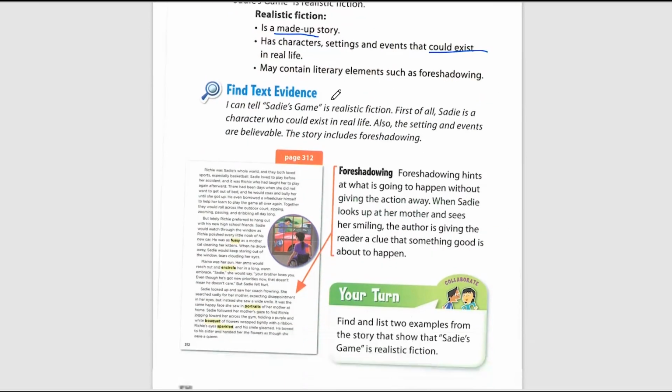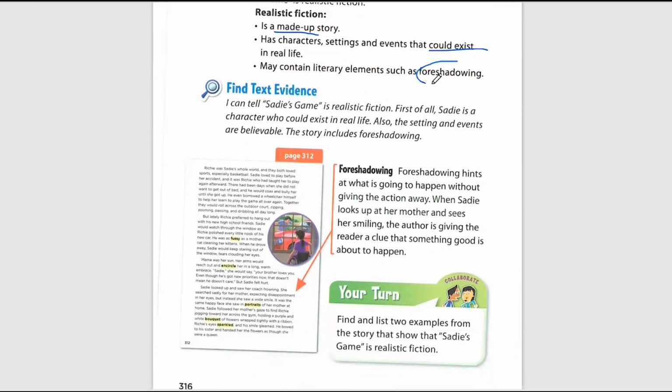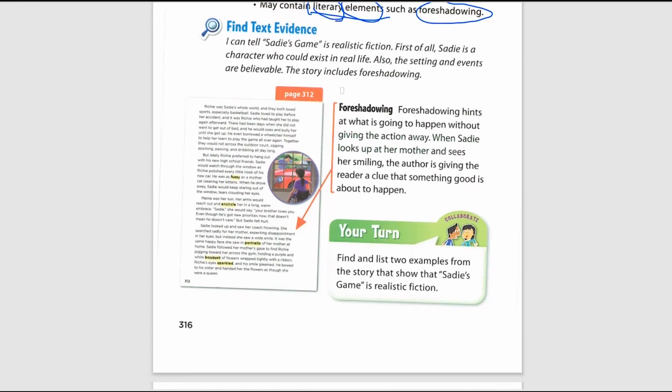May contain literary elements such as foreshadowing. We're going to look at this in a minute. Literary elements just means the parts of the story. Literary here means story, and then elements is the parts. So if we look a little bit more in depth at foreshadowing, it says foreshadowing hints at what is going to happen without giving the action away. So this is giving us a clue. A hint is a clue. Meaning, if we are paying attention, we can figure out by ourselves what's going to happen before it does.